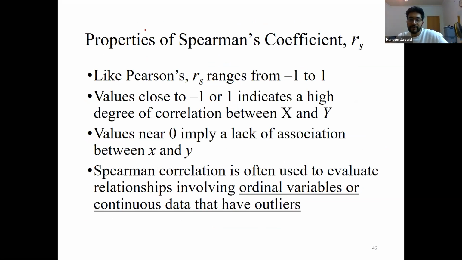Like Pearson, it ranges from -1 to 1. Values close to 1 or -1 are a high degree of correlation. Values near 0 imply a lack of association. Okay, so you know how we rank the data? It has two uses. One is it is not sensitive to outliers anymore. The second benefit is that ordinal variables can also be evaluated.